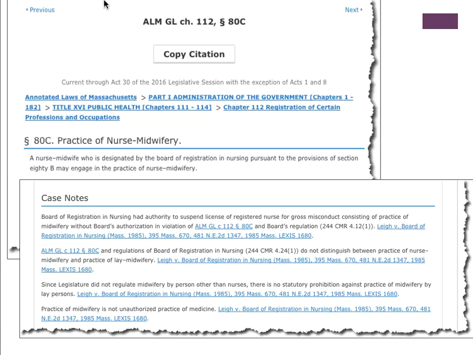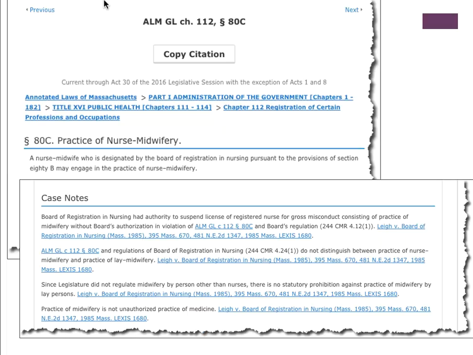So let's talk about the next method, which is using annotated statutes. Last week, Rick talked about using these annotated statutes, and one of the things he covered was looking at the case notes to find cases that have interpreted a statute. And this slide is just to remind you about how you went about that last week.